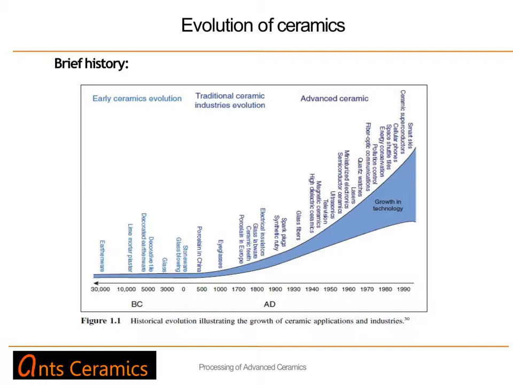The development slowed down after the invention and discovery of metals, in the time of 1000 AD to 1800 or 1900 AD. Then there was a rapid development of ceramics for application in many advanced technological areas, like spark plugs, glass fibers, insulations, optical fiber, magnetic ceramic applications, semiconductor applications, superconductor applications, and it is increasing day by day.